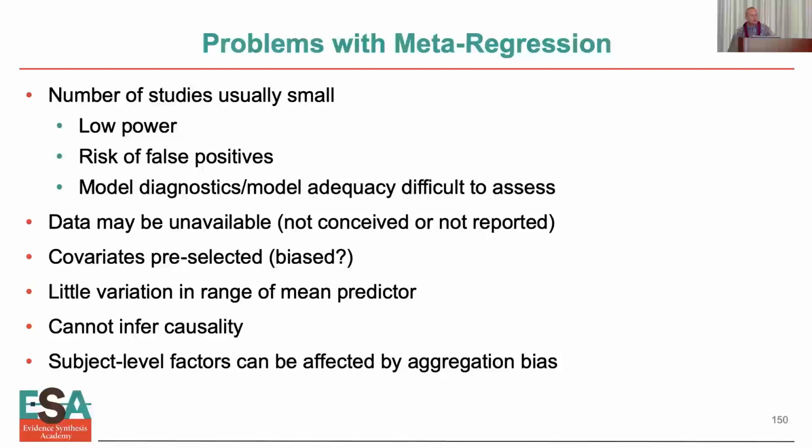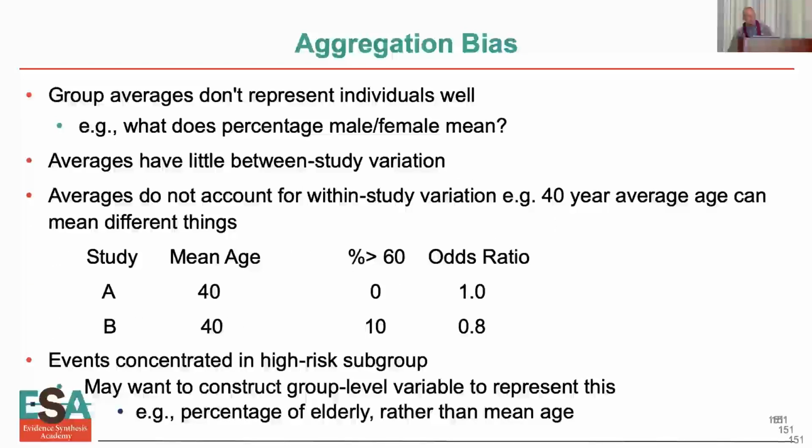And then the final problem is that the subject level factors can be affected by aggregation bias. So what's aggregation bias? Well, the idea here is that the group averages that you often have to use to describe the study level variable don't represent individuals well.